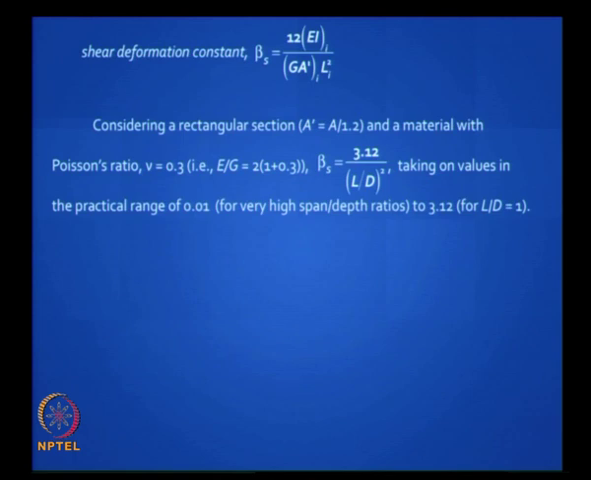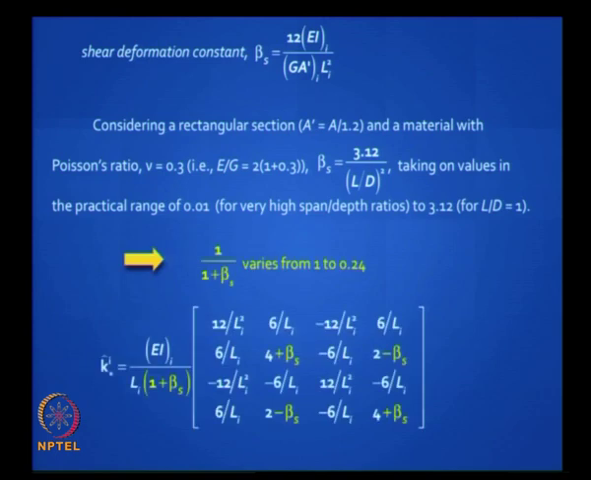Considering a rectangular section and a material with Poisson's ratio nu equal to 0.3, beta s takes on values in the practical range of 0.01 for very high span to depth ratios to 3.12 for L by D equal to 1. Normally you won't get a depth of beam which is more than the span of the beam. Okay, so the variation of 1 divided by 1 plus beta s is between 1 and 0.24 in practice. So that's the kind of range that you get. Obviously when 1 by 1 plus beta s goes to 0.24, it is going to make a big difference, but those are very rare and exceptional cases.